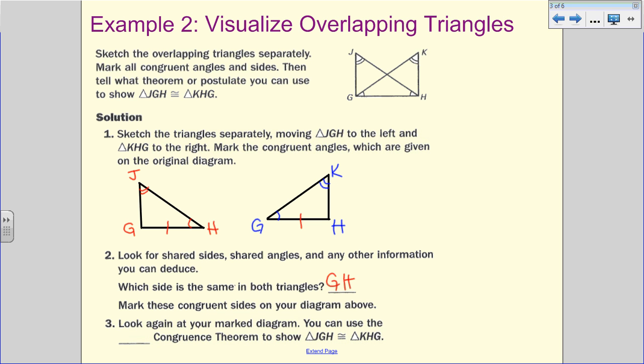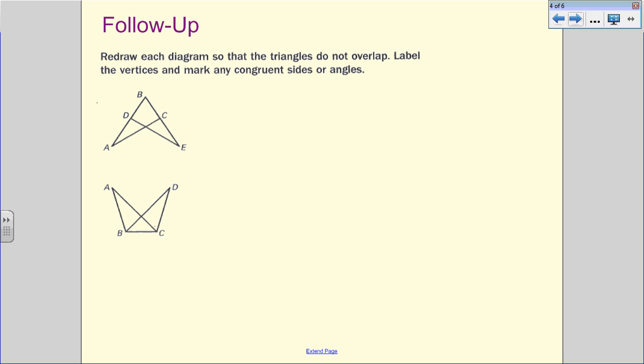So now what we're going to do is look at our marked diagram. And what can we use? Well, we have two angles and a side. And remember, if I connect my two angles, that side is not what's connecting them. So I have to use angle, angle, and a side outside of them. It's the not-included side. And so we've just proved that those triangles are congruent. So we're going to take a look at that now in our follow-up.